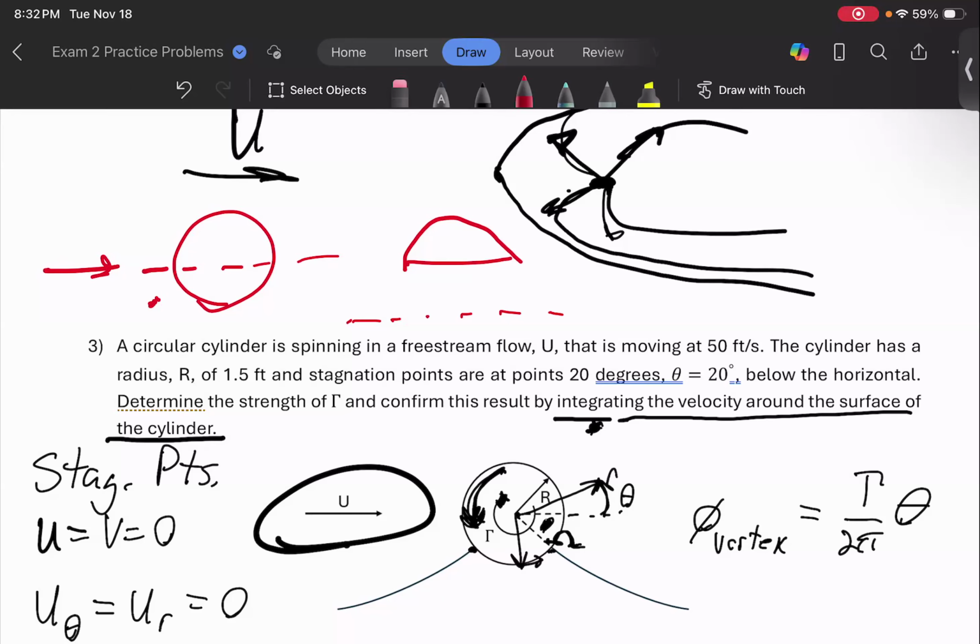I think they're fun problems. I think they're actually pretty good, applied aero type problems. So I'm kind of excited.